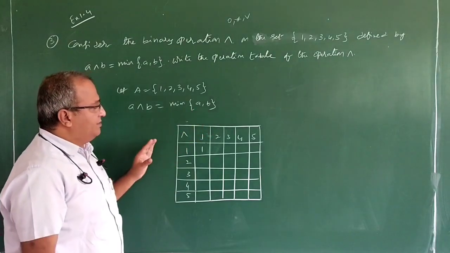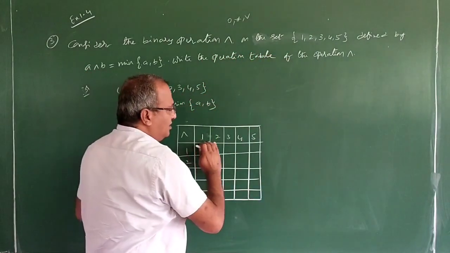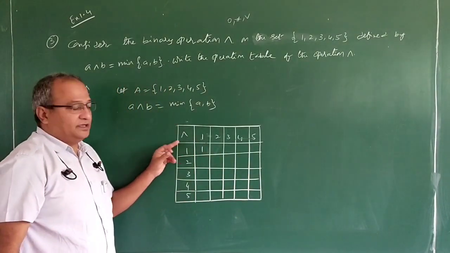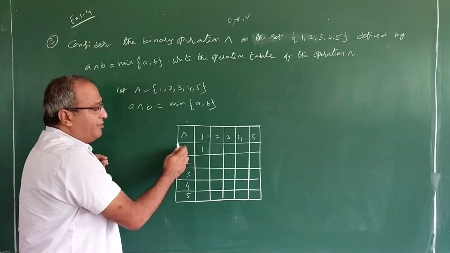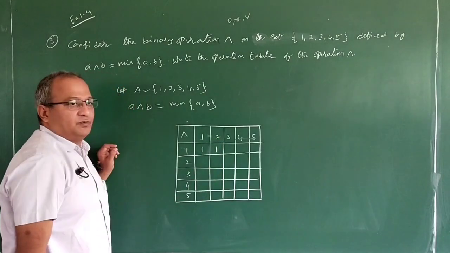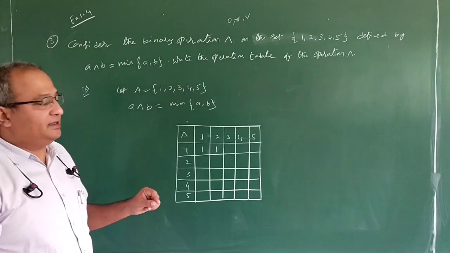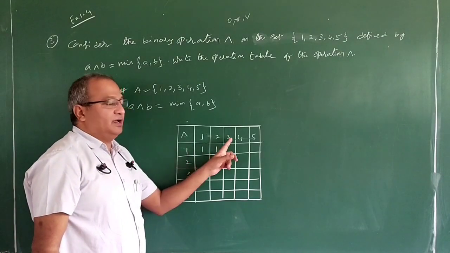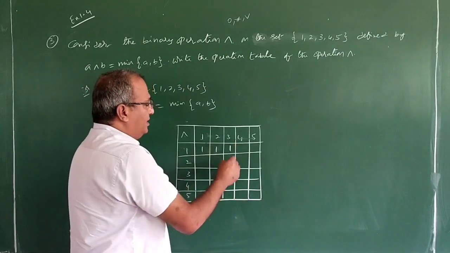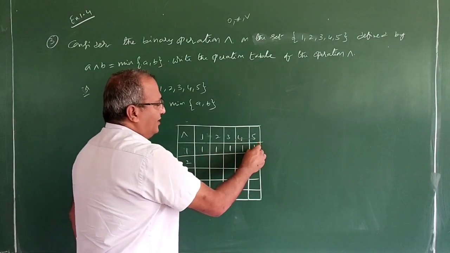When the operation table is asked, we draw the table like this. We have to take the set of all elements horizontally and vertically. Now cap is a binary operation. 1 cap 1 means the minimum of this, which is 1. 1 cap 2 means the minimum of 1 comma 2, which is 1. Similarly, 1 comma 3, the minimum between 1 and 3, is 1. The minimum of 1 comma 4 is 1. The minimum of 1 comma 5 is 1.